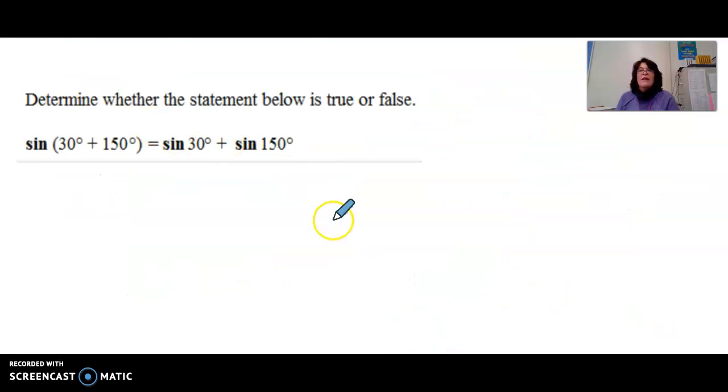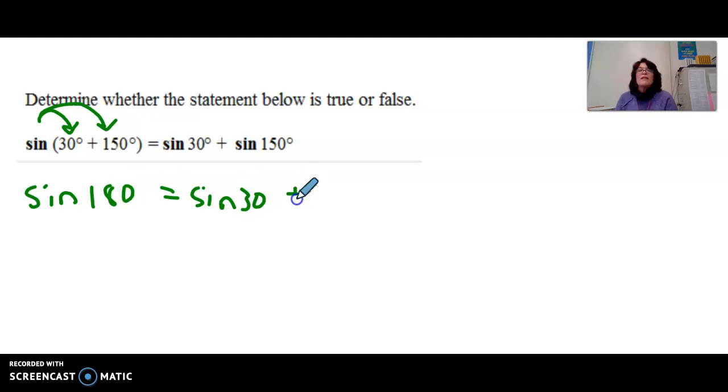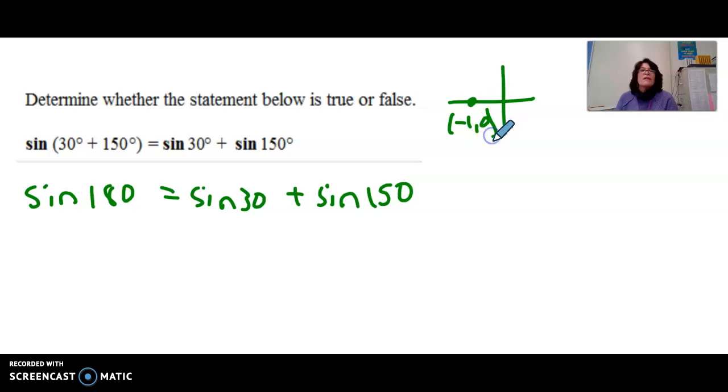Just how to do some algebra with that. Let's see if this is true or false. Can I distribute the sine through? In other words, what would this be? 30 plus 150. Does the sine of 180 equal the sine of 30 plus the sine of 150? I'm just curious if that would work. Okay, so 30 plus 150 is 180. The sine of 180 degrees is 0.